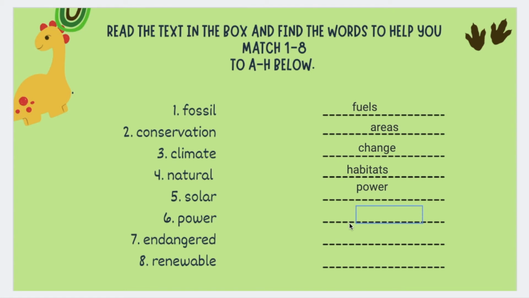Now we are looking for power. Does it belong to the first, second, or third paragraph? It belongs to the first paragraph in the second line, power stations. Okay, and then we have number 7, endangered. Let's look at our first, second, and third paragraph. Can you guess which paragraph endangered belongs to? Yes, it is in the third paragraph in the second line. There are endangered species.